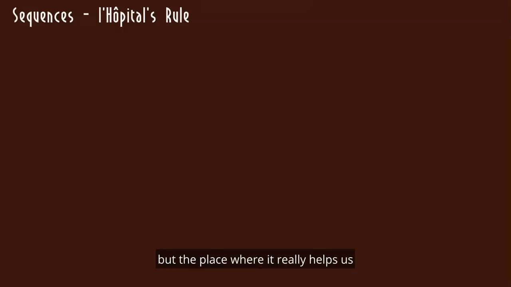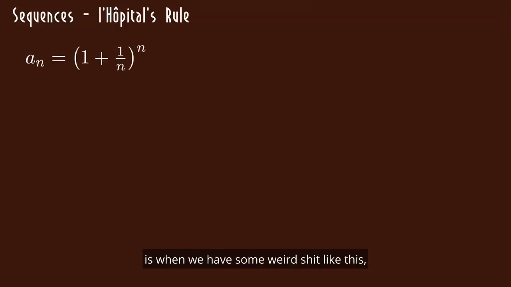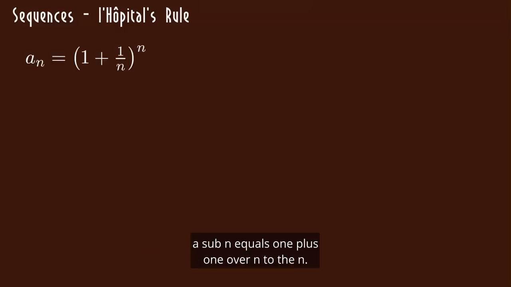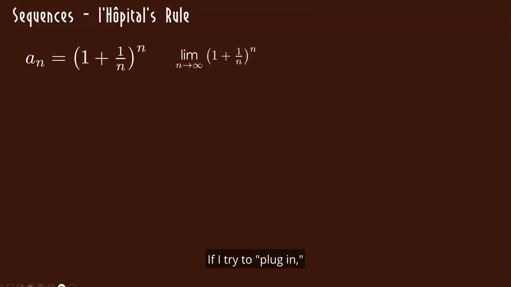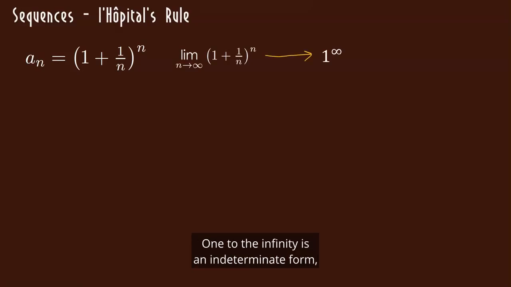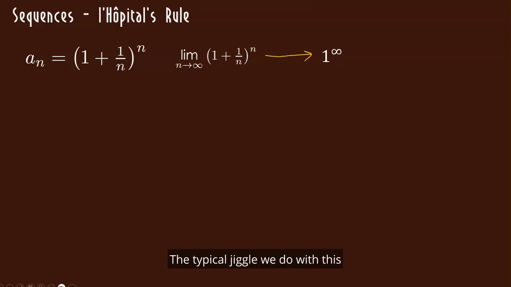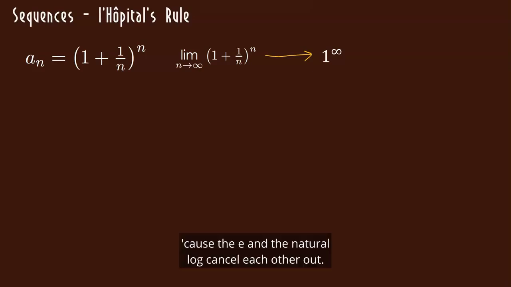But the place where it really helps us is when we have something weird like this: a sub n equals (1 plus 1 over n) to the n. If I try to plug in, I'm getting 1 to the infinity. 1 to the infinity is an indeterminate form, so we need to do some jiggling. The typical jiggle is, because e to the natural log of stuff is just stuff, since the e and the natural log cancel each other out, we pull that trick.